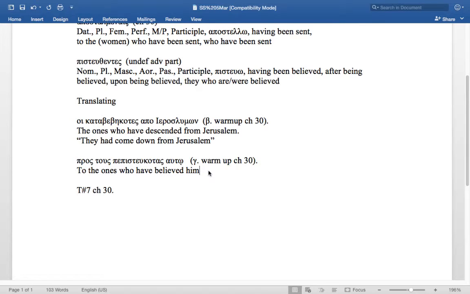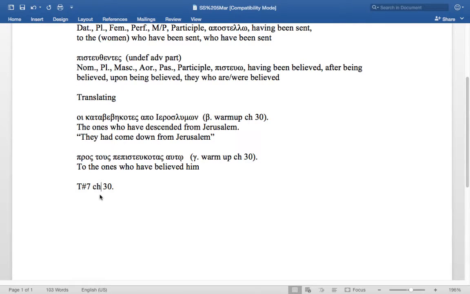I know I've been taking up your time. Did you want to do translation number 7 here? Did you want to try that? Yeah, sure. All right, give me my book here. I can type it out for you if you want. That's okay. Let's see, this would be exercise 30, right? Yeah, 121 in the workbook. All right, I got it.